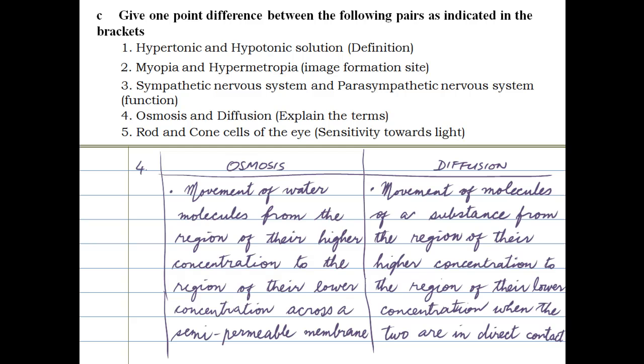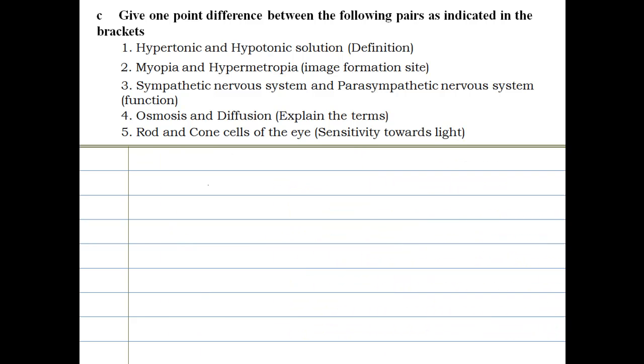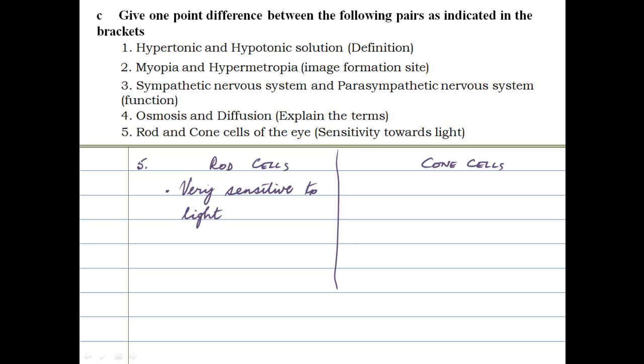Okay, now moving on to the next one. That is the rod and cone cells of the eye. So we have the fifth one, the rod cells. On this side, the cone cells. In terms of the sensitivity towards light. So you're supposed to know that the rods are very sensitive to light and can perceive even lesser intensities of light.